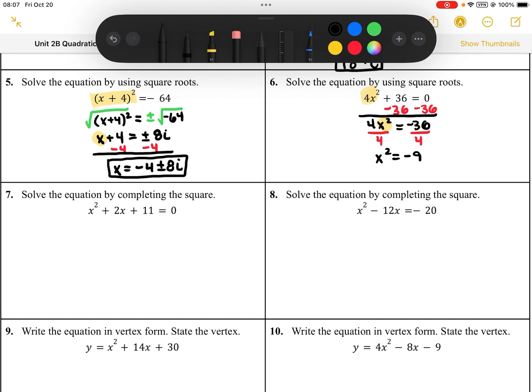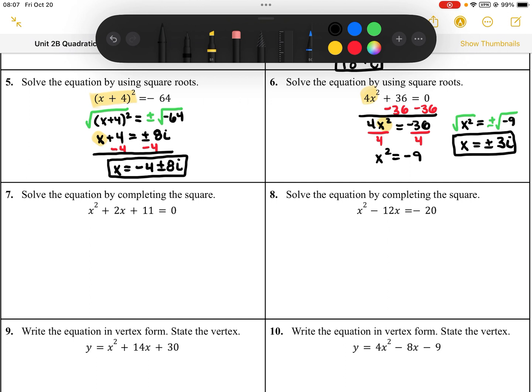Now my x squared is by itself, so I can take the square root of both sides. So I'm going to take the square root of x squared equals plus or minus the square root of negative 9. Square root of x squared is x equals plus or minus square root of negative 9. 9's a perfect square. Square root of 9 is 3. Negative tells me I'm going to have an i. So my answer is plus or minus 3i. So positive 3i and negative 3i are my solutions.